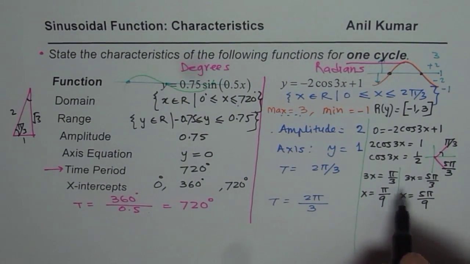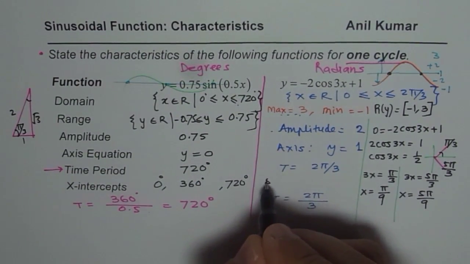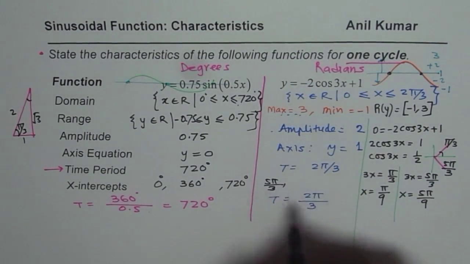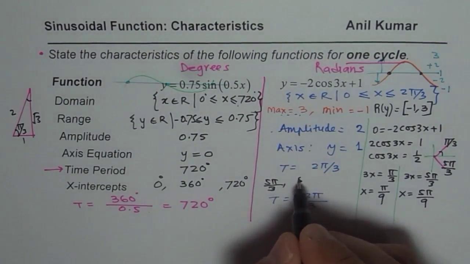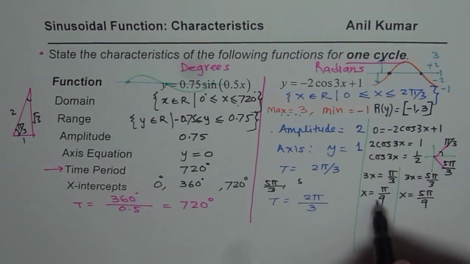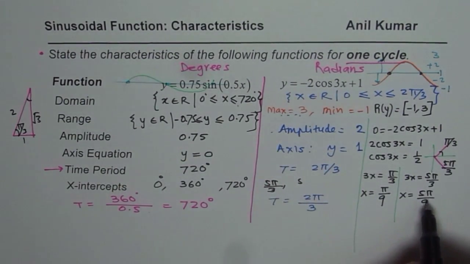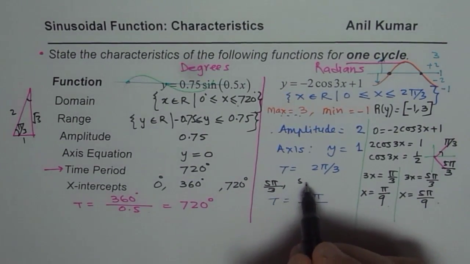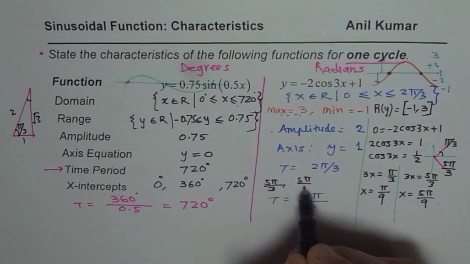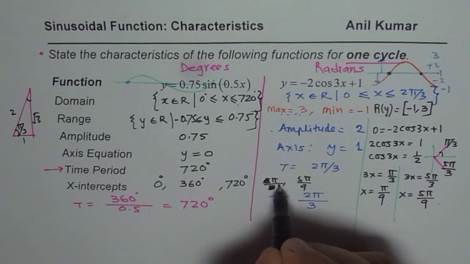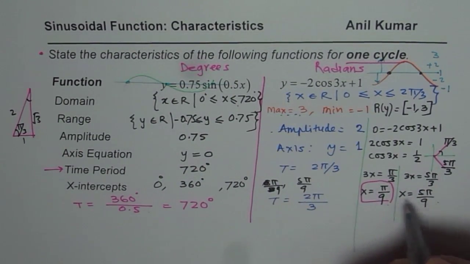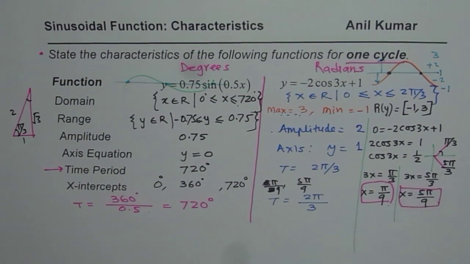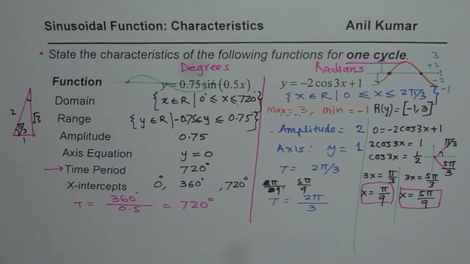So the x-intercepts here for us will be 5 pi by 9 and, okay, sorry, pi by 9. These are my x-intercepts, 5 pi by 9 and, sorry, pi by 9, right? So these are my x-intercepts. I got mixed up. Okay, this one and this one, right? So these are the x-intercepts.